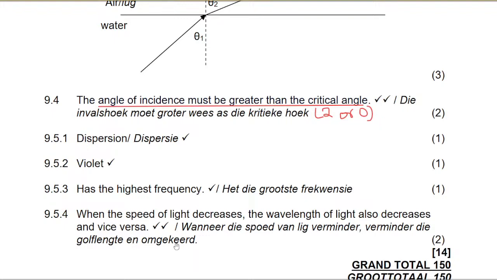And then 9.5.4, what is the relationship between the speed of light and the wavelength when light passes through media of different optical densities? In this case, it will be 2 marks. When the speed of light decreases, the wavelength of light also decreases, or vice versa. But I like it in Afrikaans: wanneer die spoed van lig verminder, verminder die golflengte en omgekeerd. So that is the final answer, which is 2 marks.